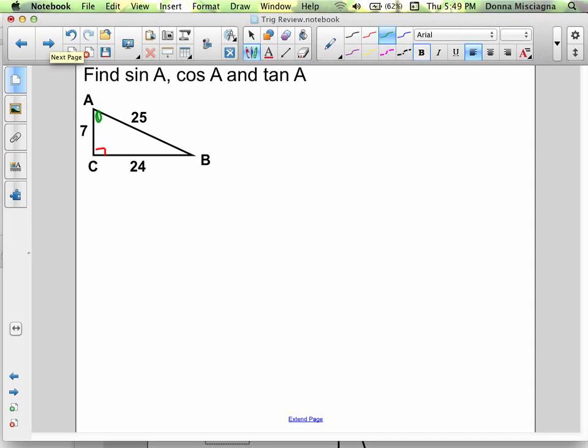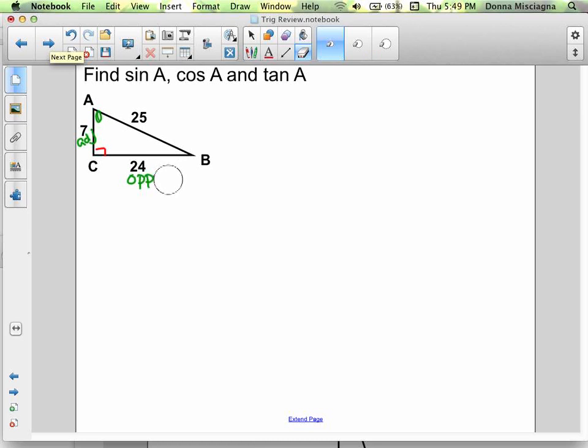Across the triangle from angle A is the opposite side. Next to the angle, but not the hypotenuse, is the adjacent side. And actually, I'm just going to abbreviate OPP for opposite, ADJ for adjacent. And then, of course, across from the right angle is the hypotenuse.